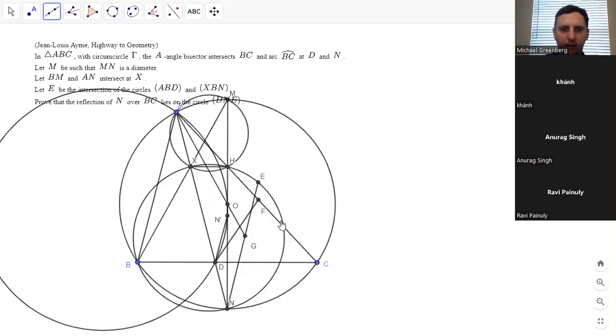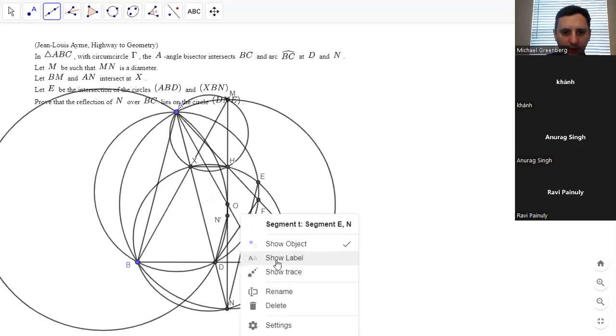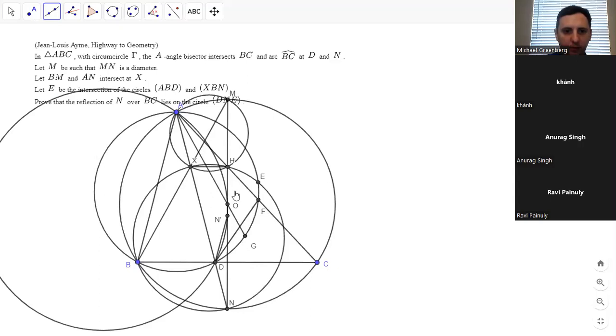I don't know if that's, maybe there's an easier way to do the problem. Maybe I could define G differently. It might be easier to do it like this: I could let G be the intersection of AO with this circle. And then I want to show that E, G, and N are collinear. That would also work.